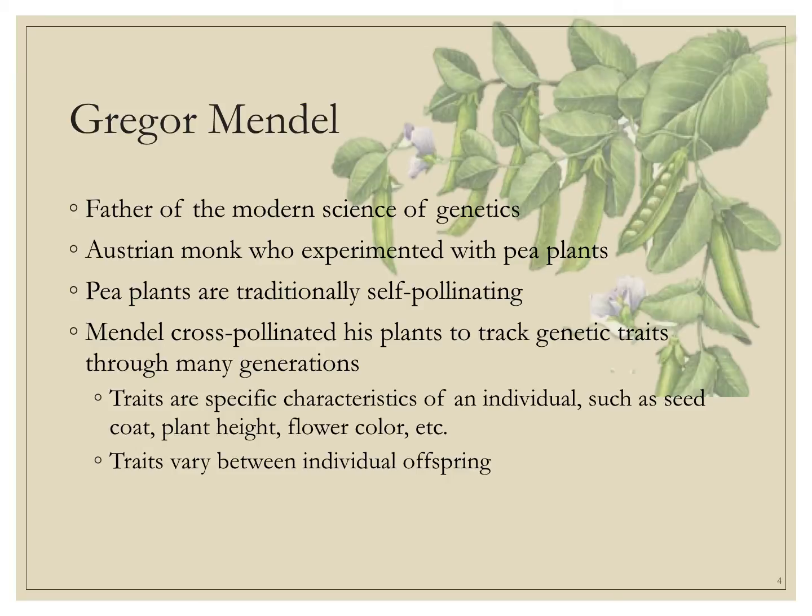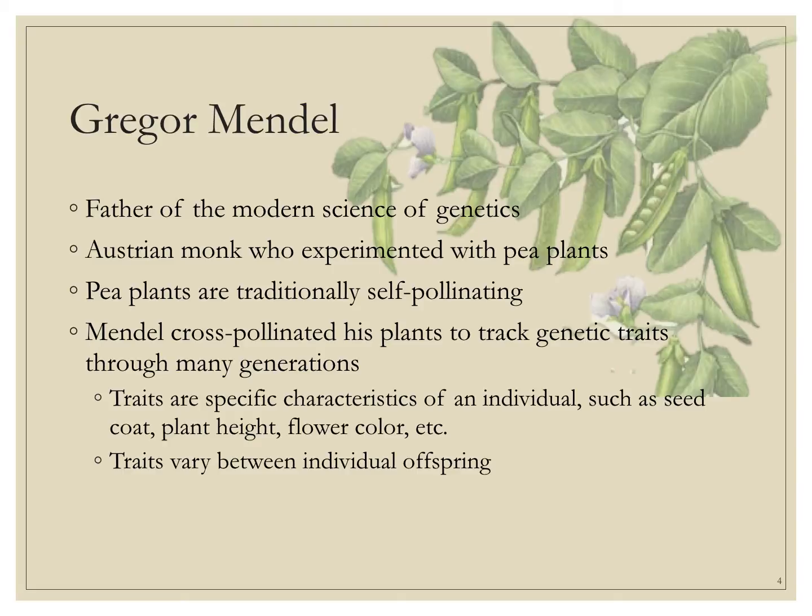So Gregor Mendel was a monk. He is considered to be the father of modern genetics, and he experimented with pea plants. I'm sure you've heard this whole story before. The pea plants are traditionally self-pollinating. Mendel wanted to cross-pollinate them to track certain genetic traits through various generations.